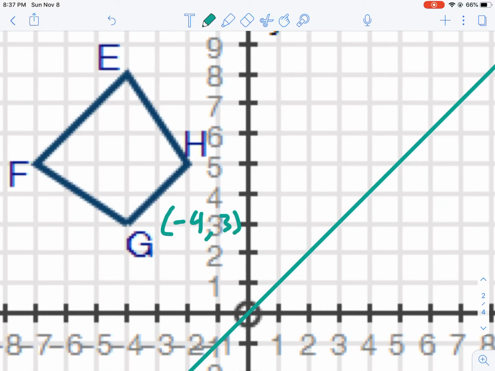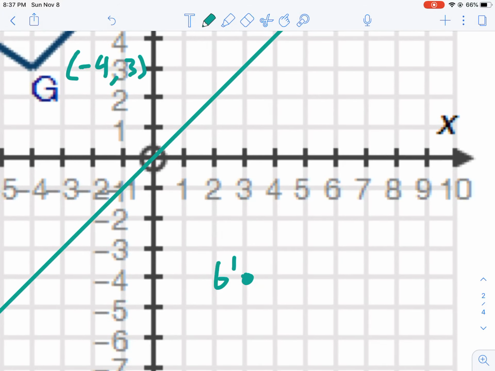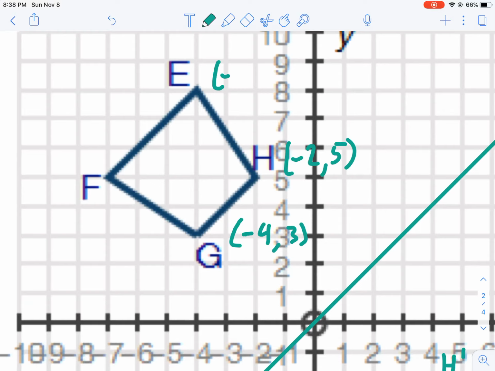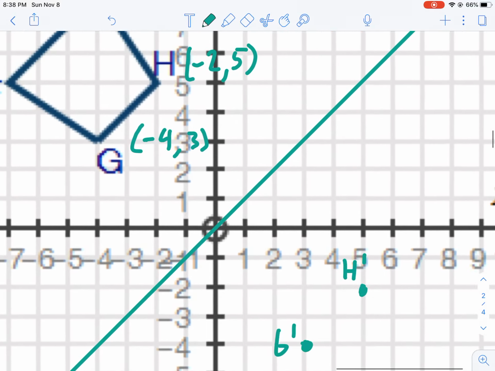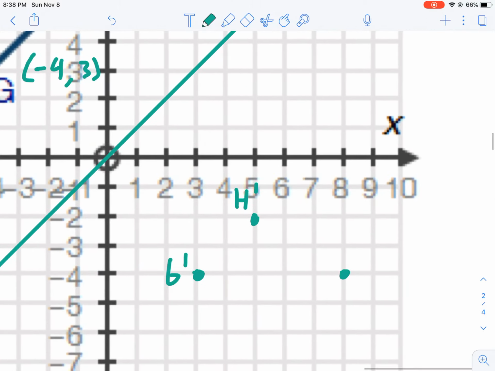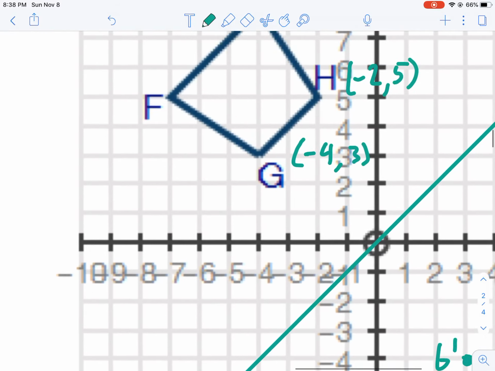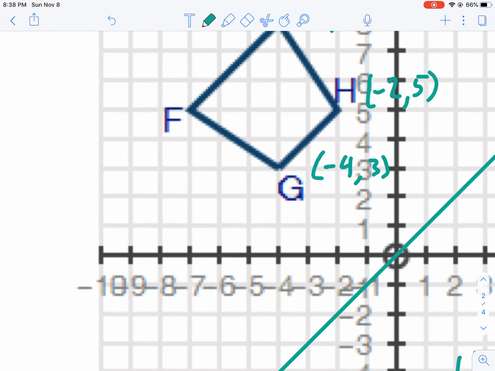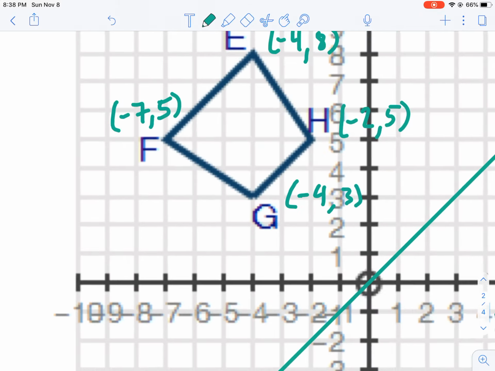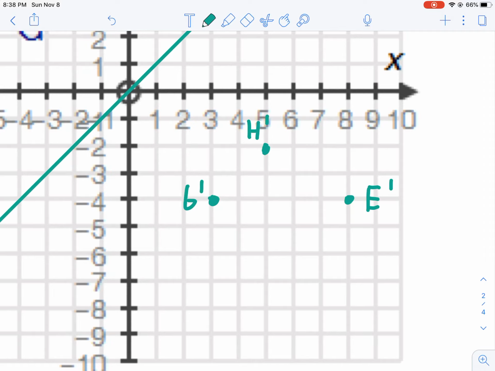And you can do this for all of your shapes. H is at (-2, 5), so that's going to flip to (5, -2). E is at (-4, 8), so that's going to flip to (8, -4). And then F is (-7, 5), so that's going to flip to (5, -7).